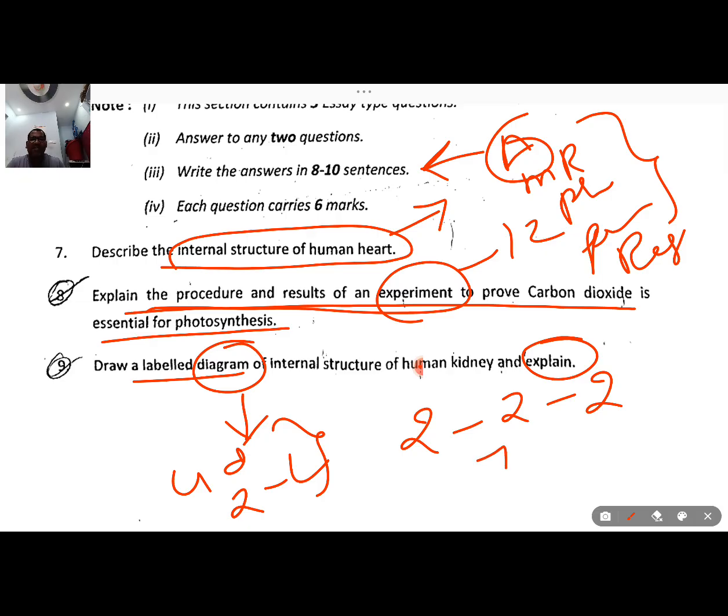And in the paper, you have 3 questions: one question on conceptual understanding, one question on an experiment or activity, and one question based on a diagram.